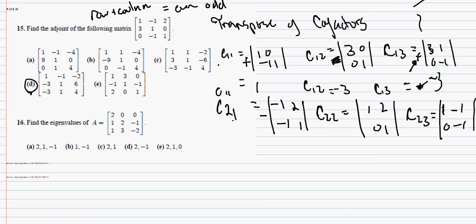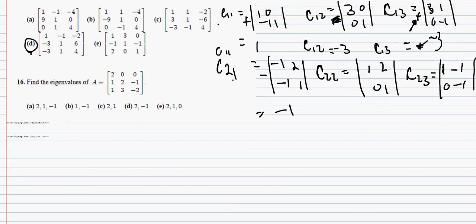So this is going to equal, we have minus 1 plus 2 minus 1, so 1, so negative 1. And then C22 is 1, and C23 is just negative 1, right? Positive 1.